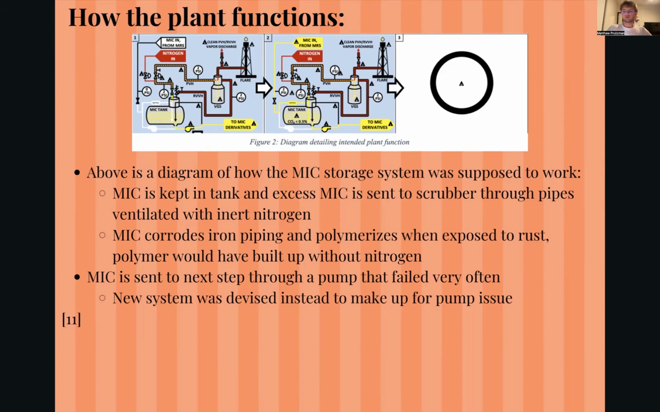The pipes of the plant were made of carbon steel, which contains a lot of iron and rusts in contact with oxygen. Furthermore, when in contact with rust, MIC polymerizes into a large compound known as a trimer, which builds up in the pipes over time and looks like a sort of gunk. To avoid this, the plant designers injected the pipes with inert nitrogen, preventing any of the above reactions, because when there's inert nitrogen, oxygen cannot rust the pipes, and since there's no rust, MIC will not polymerize.